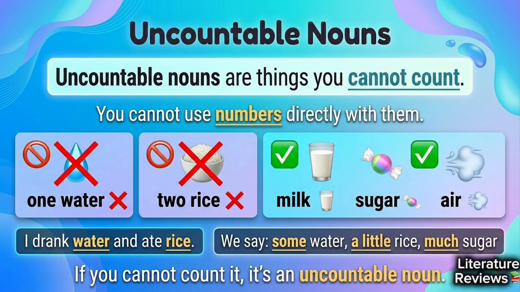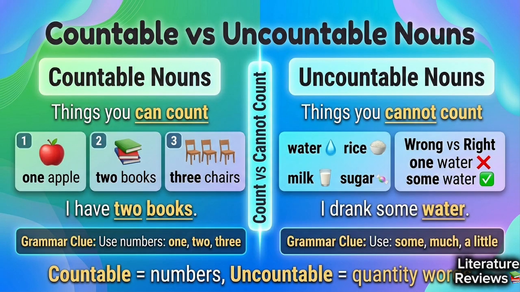Uncountable nouns are things you cannot count one by one. We don't say 1 water or 2 rice. Instead, we say some water, a little rice, or much sugar. Countable nouns can be counted using numbers like 1, 2, or 3. Uncountable nouns cannot be counted, so we use words like some or much. So remember, countable uses numbers, uncountable uses quantity words.